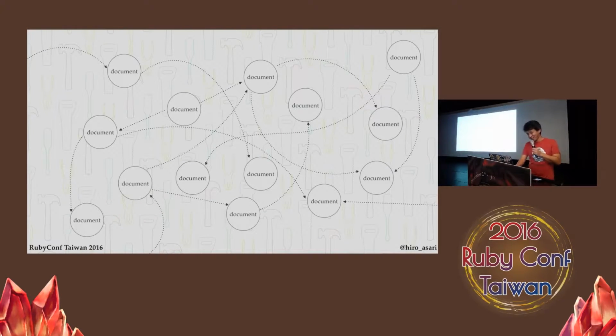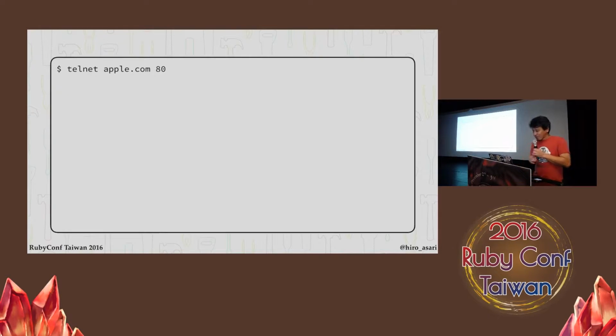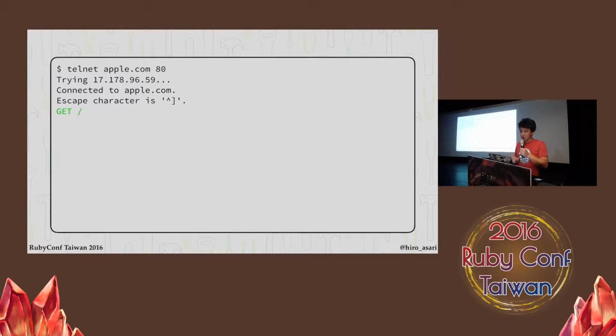So let's take a look. We're going to connect to apple.com with Telnet. If you are doing this at home, you can play along too. After the initial, the green is not very good, but it says connected to apple.com, right? After the initial TCP handshake, you're going to get this text. And then you will type get space slash. Slash is the shorthand for the root document.